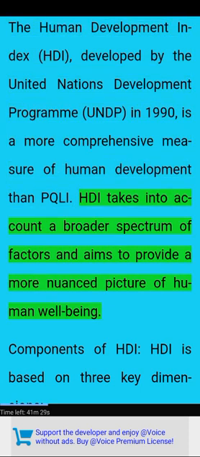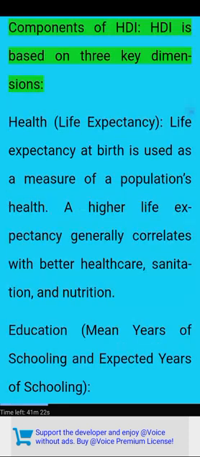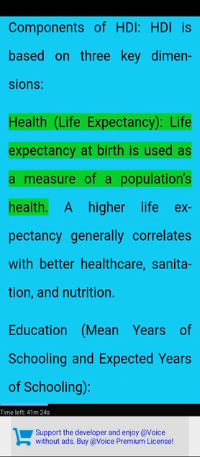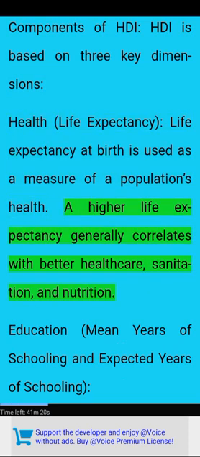HDI takes into account a broader spectrum of factors and aims to provide a more nuanced picture of human well-being. Components of HDI. HDI is based on 3 key dimensions. Health. Life expectancy. Life expectancy at birth is used as a measure of a population's health. A higher life expectancy generally correlates with better healthcare, sanitation, and nutrition.